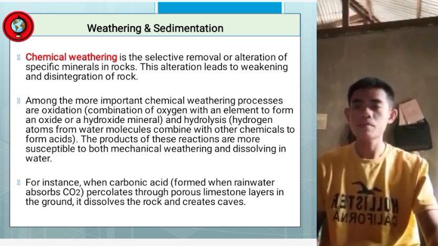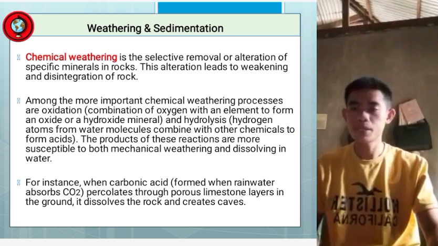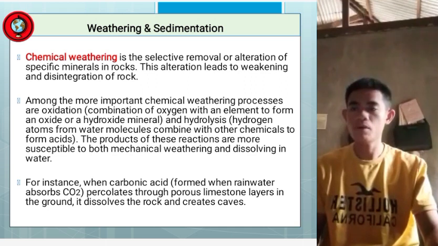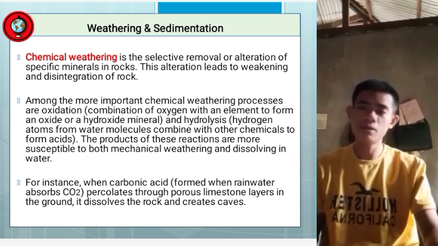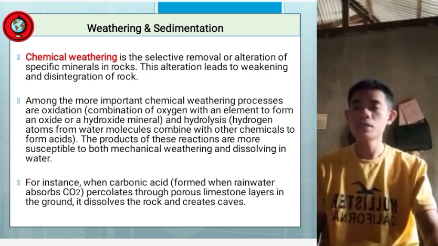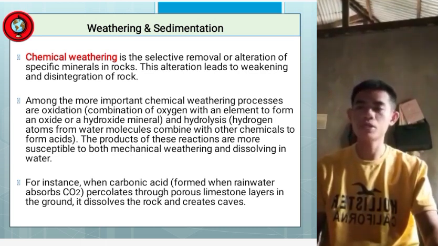Among the more important chemical weathering processes are oxidation, the combination of oxygen with an element to form an oxide or a hydroxide mineral, and hydrolysis. Hydrogen atoms from water molecules combine with other chemicals to form acids. The products of these reactions are more susceptible to both mechanical weathering and dissolving in water.